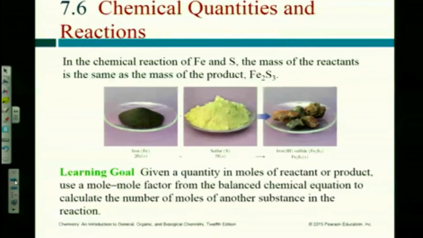Let's look at this. Here's a reaction. Iron plus sulfur makes iron 3 sulfide. Okay? Now we're going to talk about this. And the mass of the reactants has to be equal to the mass of the products. Remember when we balanced equations and I said you have to have the same number of atoms on the left as you do on the right? Because you're not God. You can't create and destroy atoms.